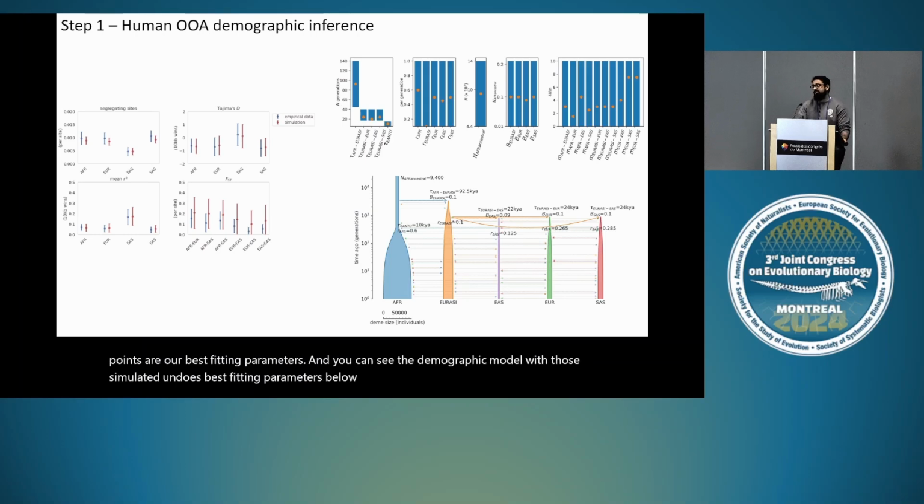The most notable difference here between the Gutekunst and Gravel best fitting parameters is that we have a much larger final African population size, and that will be because we're modeling that Bantu expansion.